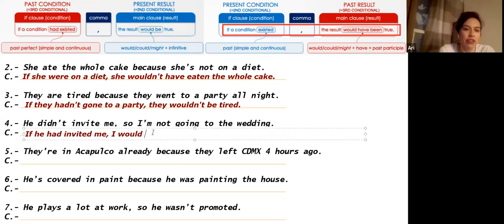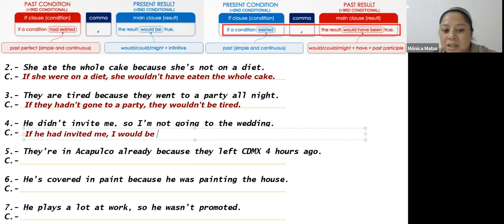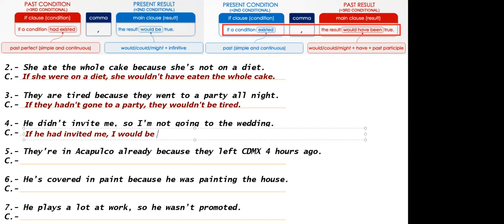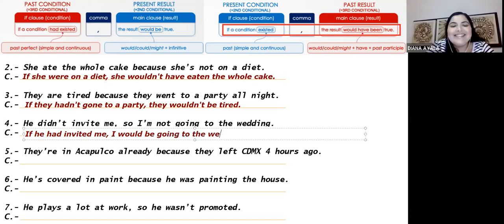It's in would present. I would have. It's in present. Would have. I would have. Be. Would be. I would be able in the wedding. I would be going. Yes. I would be in the wedding. Yes, of course.